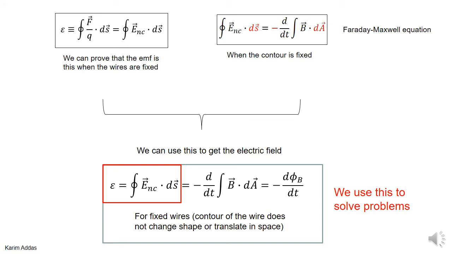Now, if you get a very specific situation where the contour that you're integrating over is fixed, then in that case, the EMF becomes the integration of E dot ds. Remember, the EMF is not always equal to the integration of E dot ds. It becomes equal to the integration of E dot ds if the wires are fixed. And when the wires are fixed, the integration of E dot ds is minus d phi by dt.